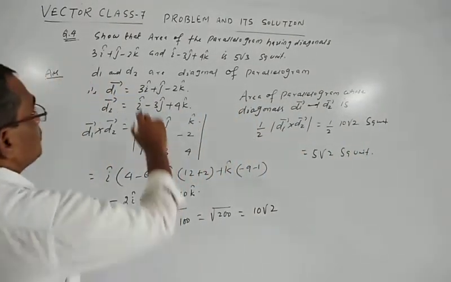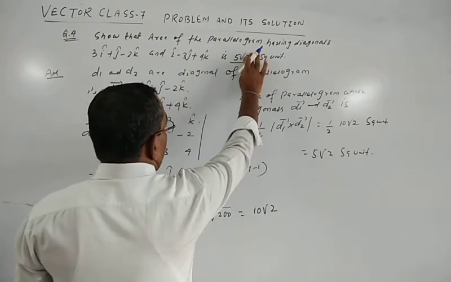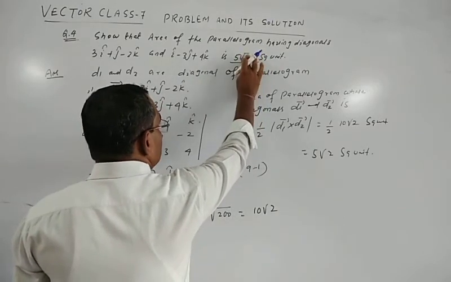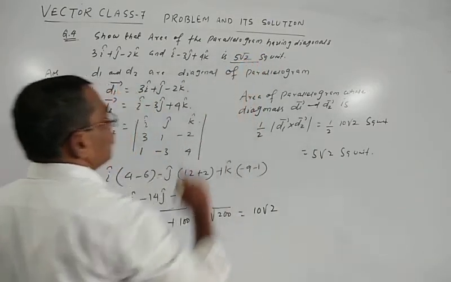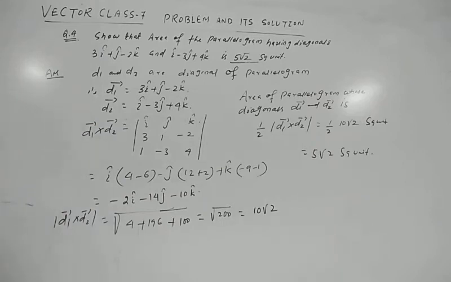Here we prove that this is equal to 5 root 2, not 5 root 3. So the answer is: the area of the parallelogram is 5 root 2 square unit. Okay. Next, one more question.